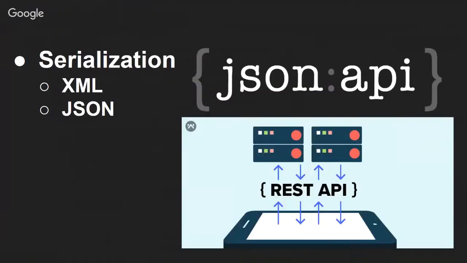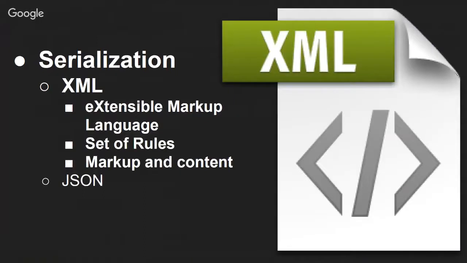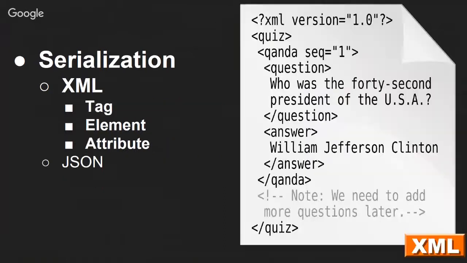Okay, in lesson 5, we also review serialization, the XML and JSON formats. So XML is the extensible markup language. It's a language that has a lot of rules and it's a markup language because it says where content starts and where it ends. Let's see it in an example.